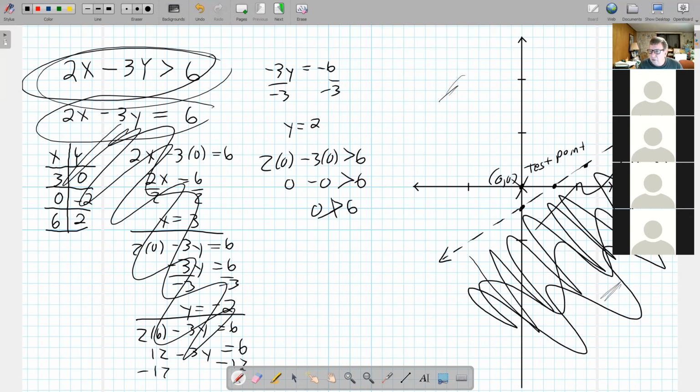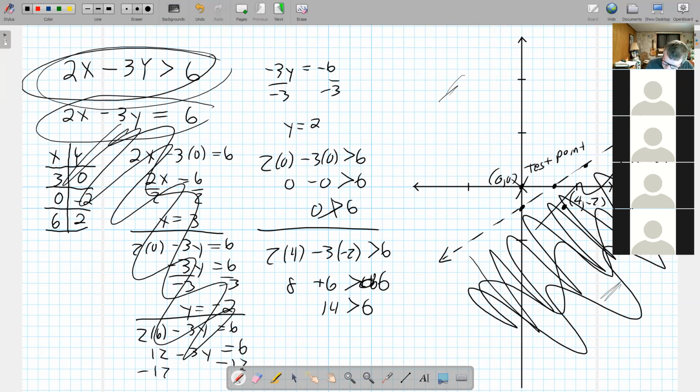Okay. And if you're insecure about your test point, well, let's make sure you could pick another test point on the other side. How about this one? Let's see, that would be 4, negative 2. Let's put that in and verify that it works. 2 times 4 minus 3 times negative 2 greater than 6. 8 plus 6 is 14. Greater than 6, excuse me. 14 greater than 6. That's true. So the solution is everything below.